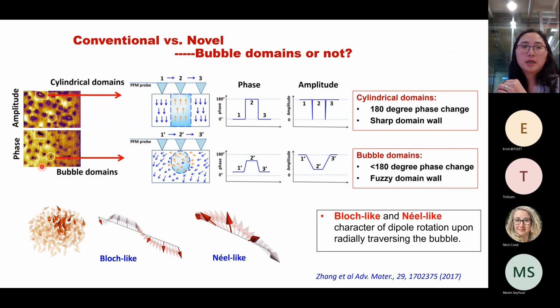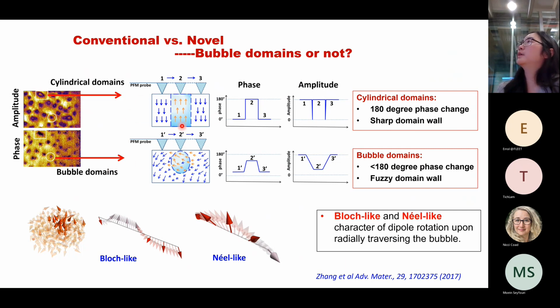And then, how can we use this technique to distinguish whether it is a conventional or a topologic bubble domain? So let's have a look at this image, where we can see there are two different types of domains. One is the conventional cylindrical domain, which has a circle shape and a very clear domain wall, shown as black in this amplitude. And there is another type of domain which shows a fuzzy, very blurry domain structure.